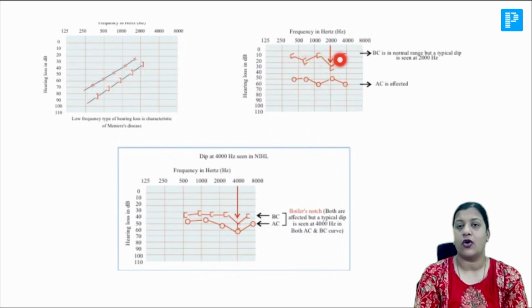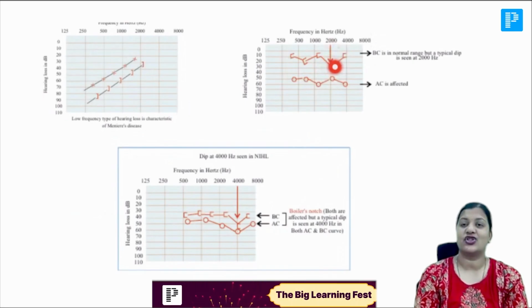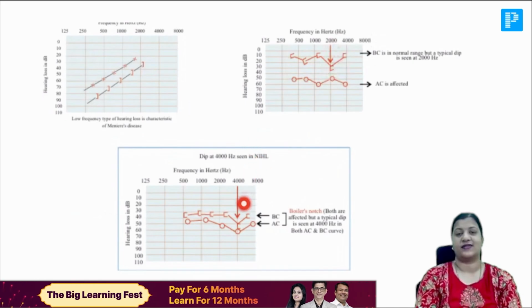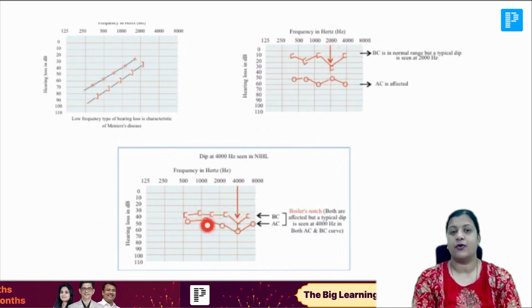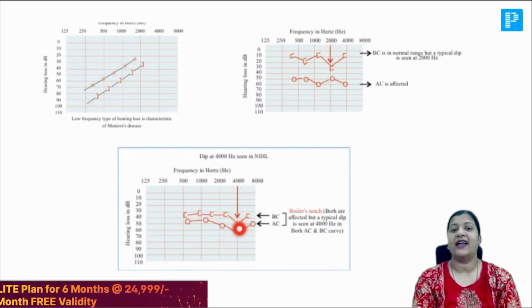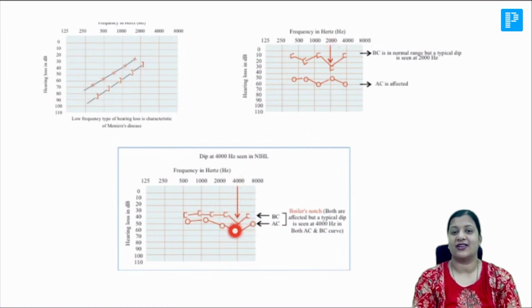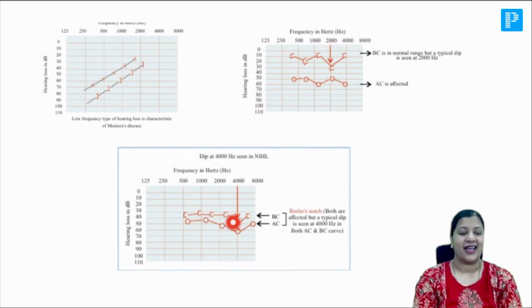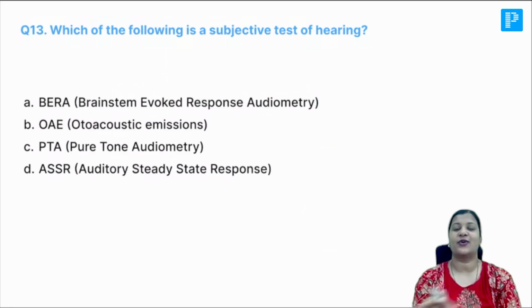BC is in the normal range, AC is in the abnormal range, but there is a dip at 2000 hertz. What does this dip tell you? It is called Carhart's notch, which is seen in otosclerosis. Now look at this graph. BC is abnormal, AC is abnormal, and there is a dip in both BC and AC. What do you think this condition is? This notch is called Boettcher's notch, also called the acoustic dip, which is seen in NIHL, or noise-induced hearing loss. So I hope all the audiograms are done for all of you.